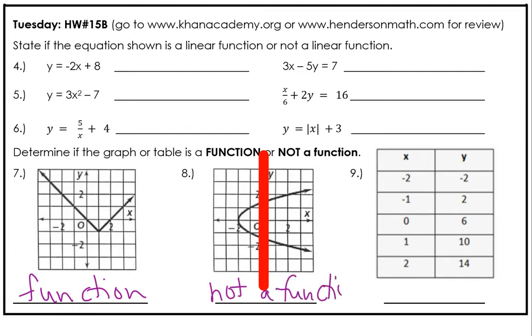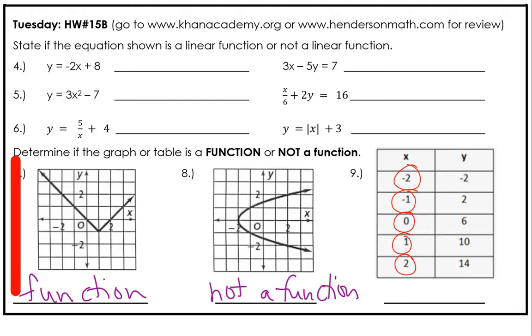Now the vertical line test only works for graphs. It doesn't work for tables. But tables are even easier. When you have a table, all you're looking for are repeating values of x. No repeating x values with different y values. So I have a -2 and a +2, but that's not a repeat. A repeat is the exact same number with the exact same sign. So this one is actually a function.